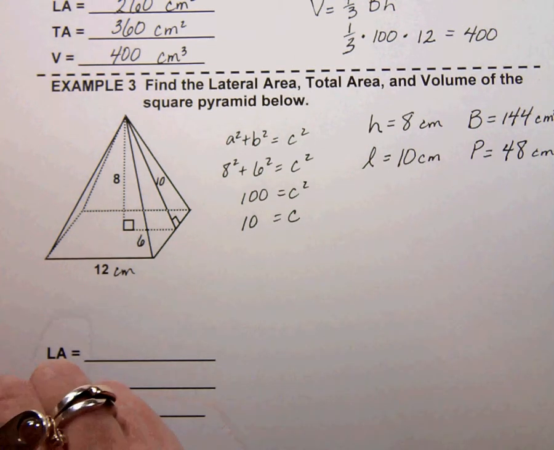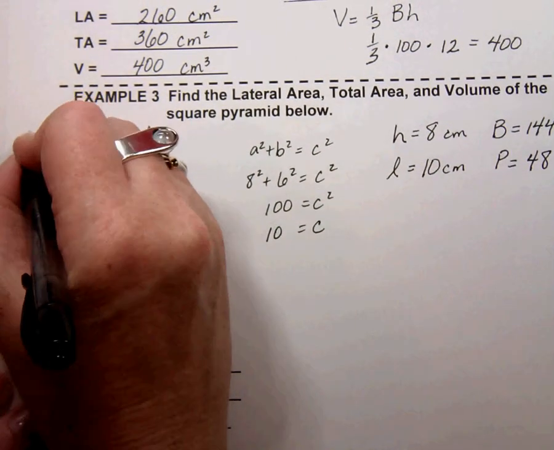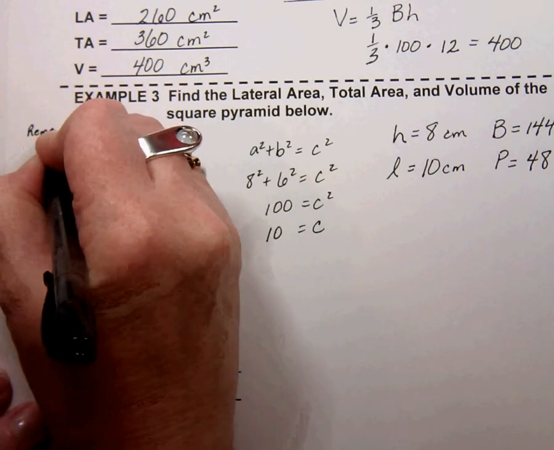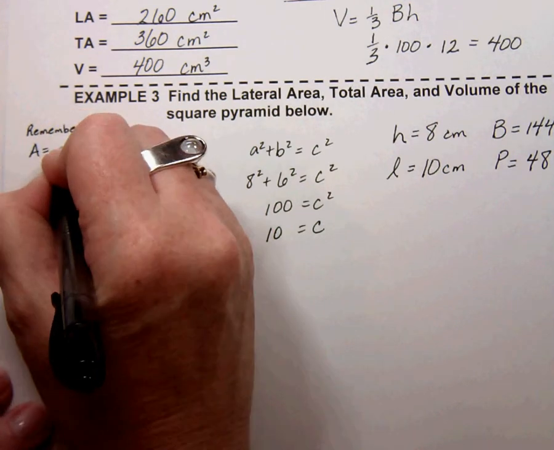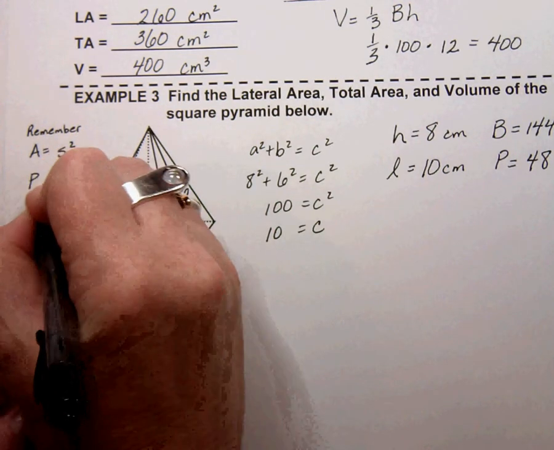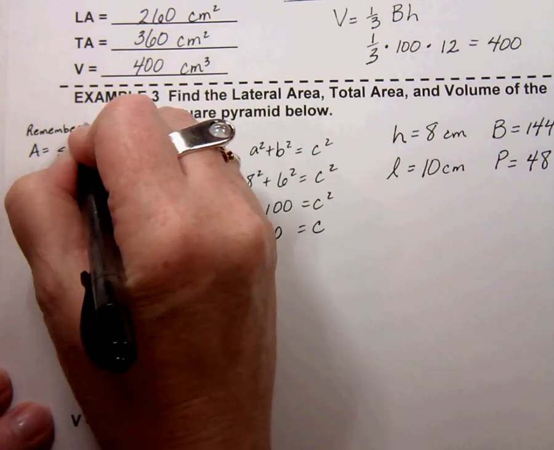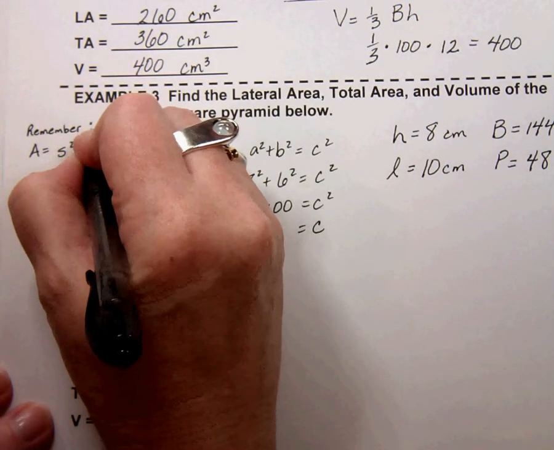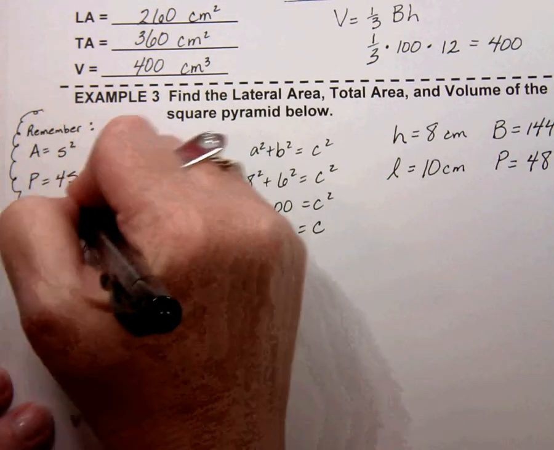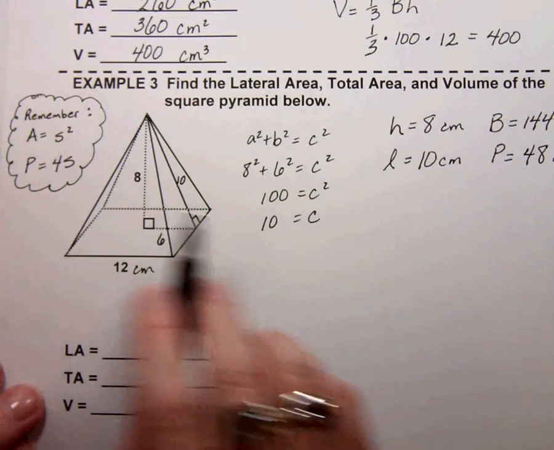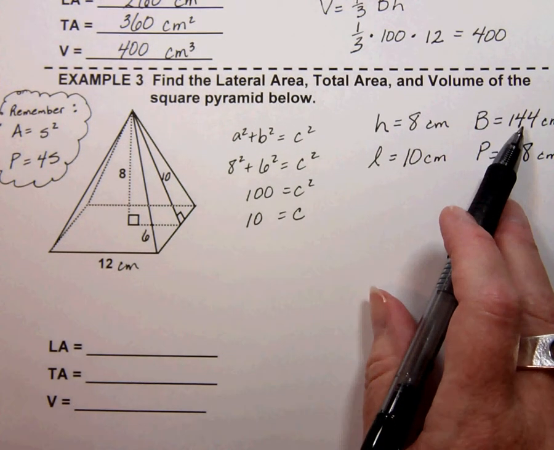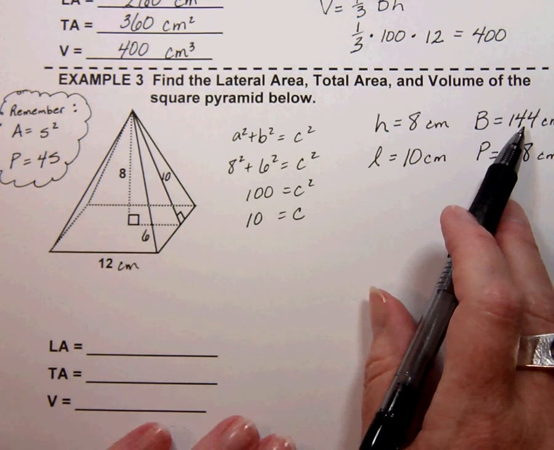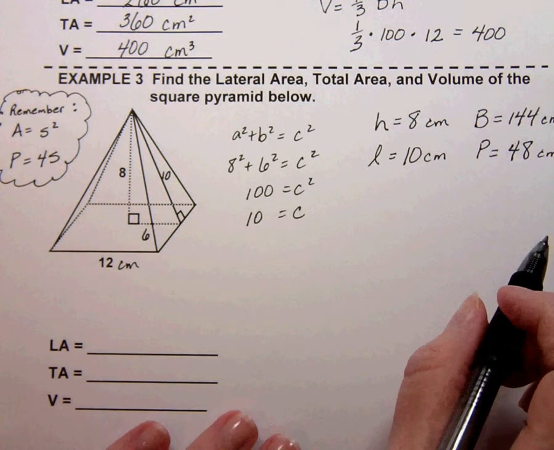I'm going to write those formulas over here just to help you remember. Remember, the area of a square is side squared, and the perimeter of a square is 4s. We'll just put that in a little cloud over here. Your area is your base area, so that's how I got 144. I'm taking the side length 12 and squaring it. That's how I got 144.